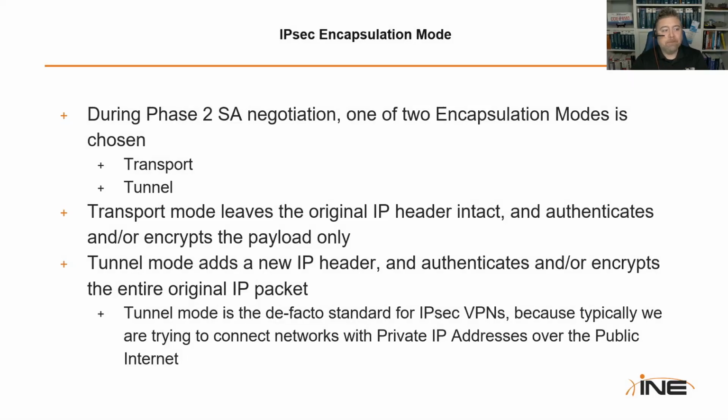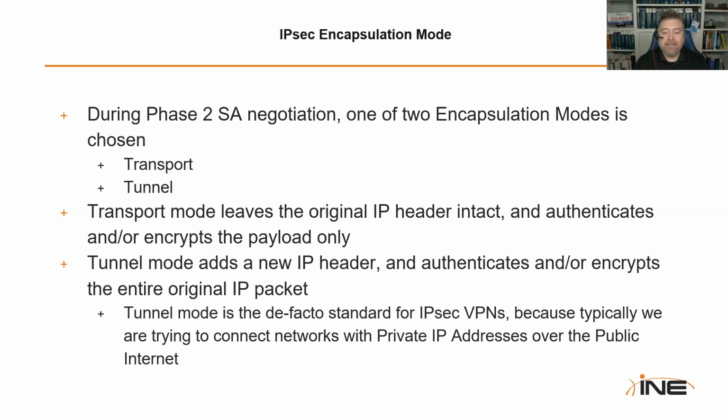Okay, for the encapsulation mode, we can run in either transport or tunnel mode, where the difference between them is that in transport mode, we leave the original IP header alone and either authenticate or encrypt just the payload. Whereas in tunnel mode, we're adding a new IP header on the outside, and then we're encrypting or authenticating the entire original IP packet that's going between the IPsec peers.